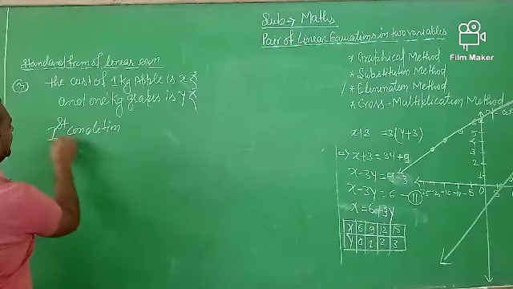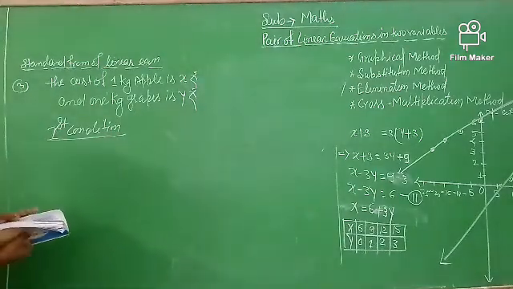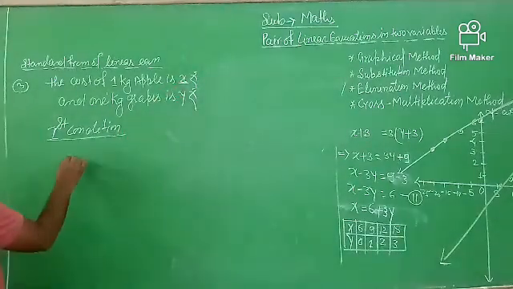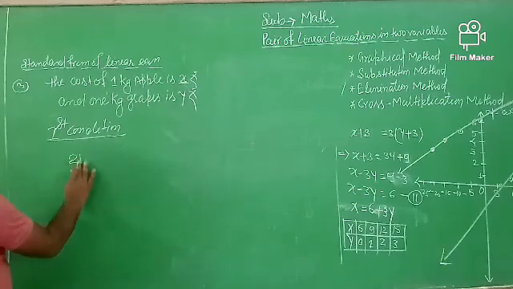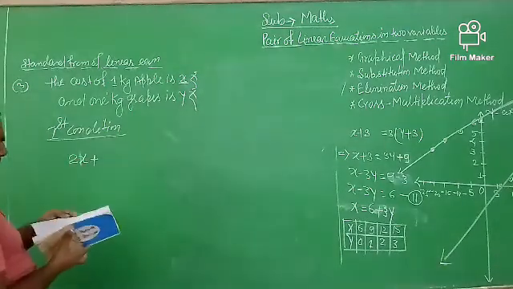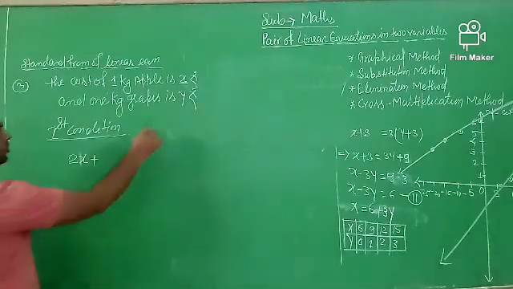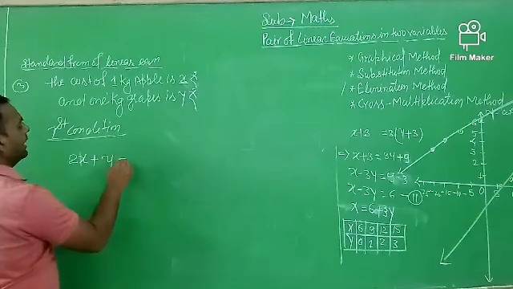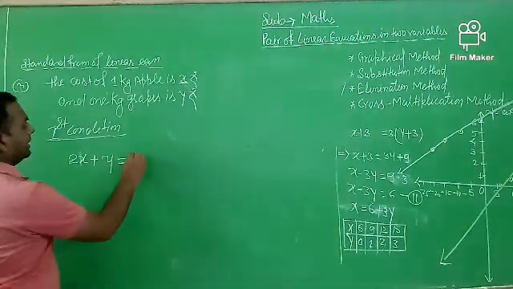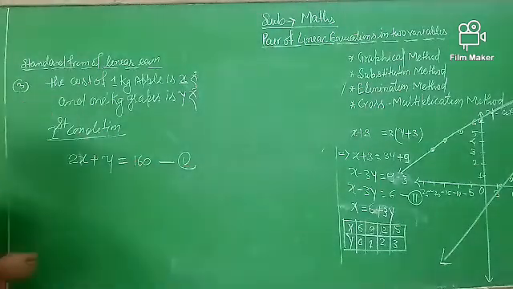In the first condition, the price of 2 kg apples. 1 kg apple price is x rupees, so 2 kg apple price is 2x rupees, plus the price of 1 kg grapes, which is y rupees. So this is 2x plus y, and this is equal to 160 rupees. It is given in the question, 160 rupees. So this is equation number first.